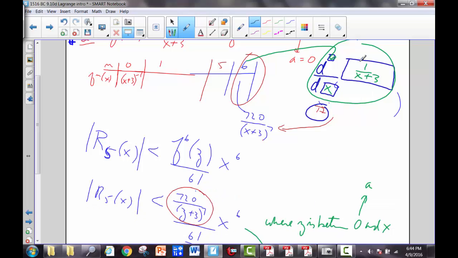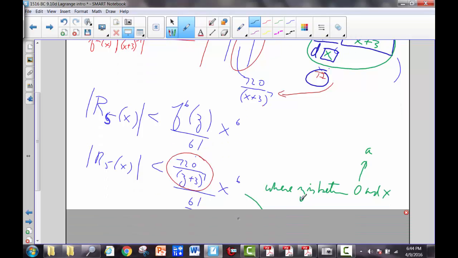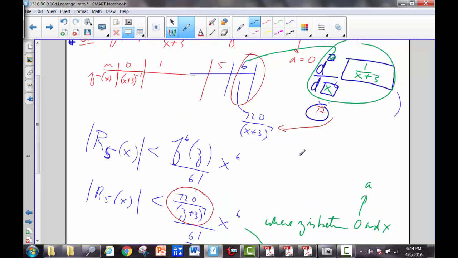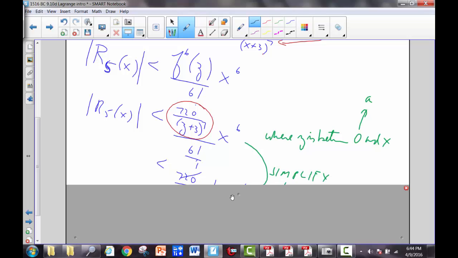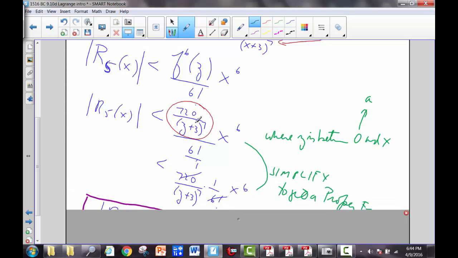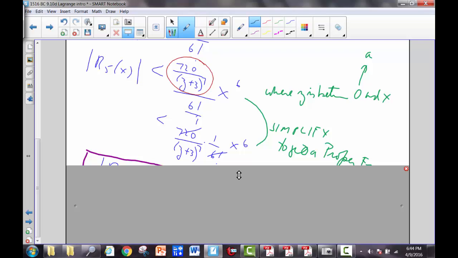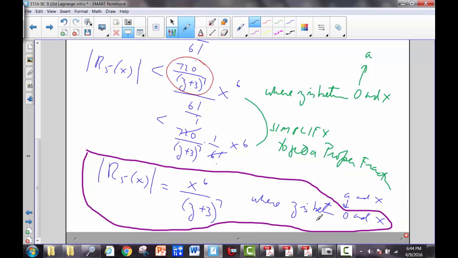So my 6th derivative at x is 720 over x plus 3 to the 7th, so I'll replace the x by z. Z is between 0, which is my a, and x, but I don't know what x is here, so I just have to leave it as between 0 and x. This will simplify down to 720, just make a single fraction out of it, not a complex fraction. 6 factorial is 720, and so you'll be left with that expression. And that's as far as you can go because you don't know what x is, so you can't replace x by anything or z by anything.